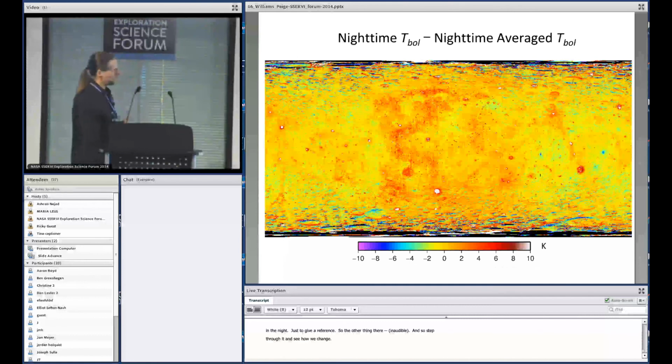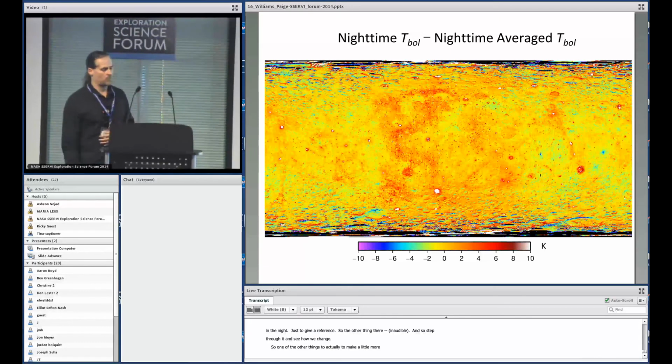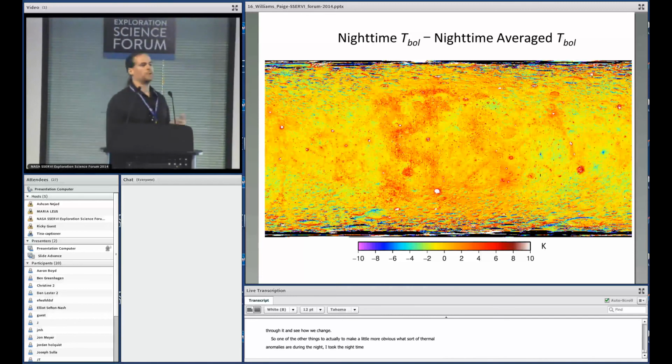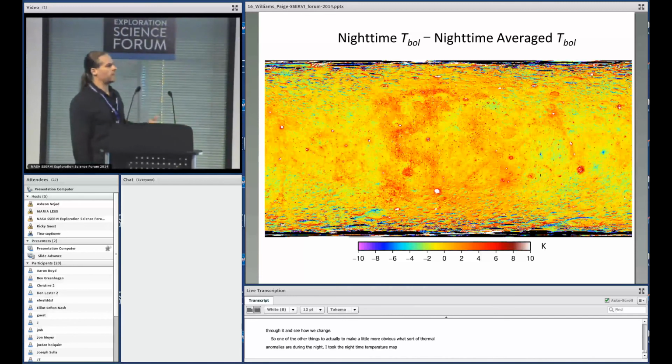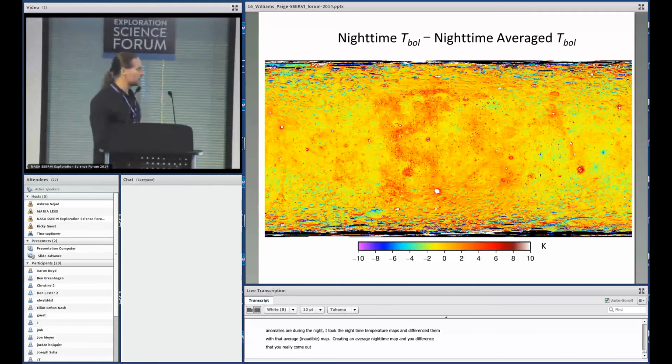So one of the other things, to make it a little more obvious what the thermal anomalies are during the night, is I took the nighttime bolometric temperature maps and differenced them with that averaged temperature map, creating an average nighttime map. If you difference that, then a lot of the thermal anomalies in the nighttime maps really come out and become much more obvious. And again, it looks terrible up here, but it looks better over there.